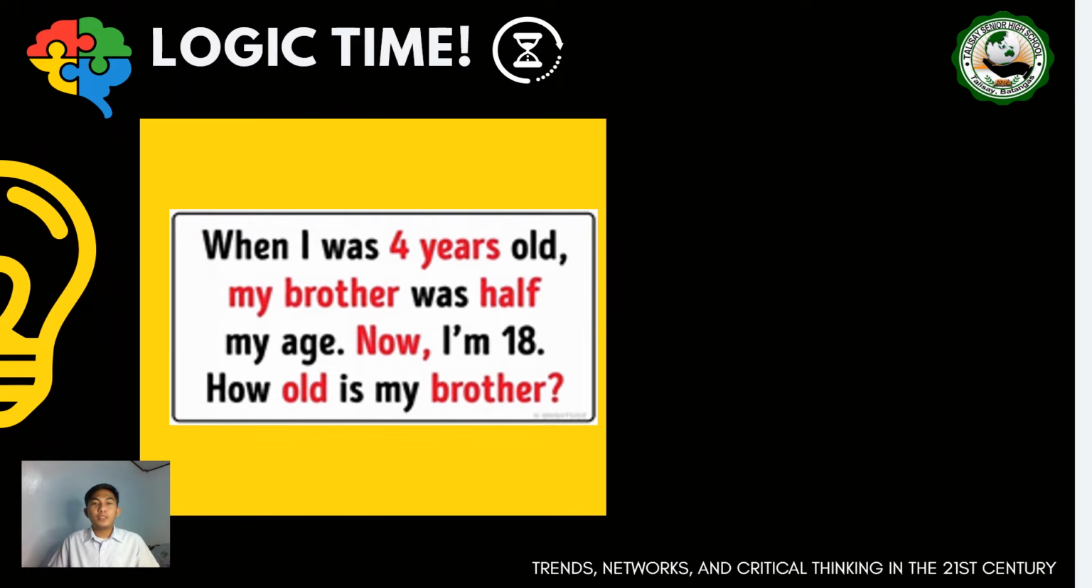Now, before we proceed to the lesson proper, let us have this first activity, called logic time. In this activity, you are going to answer 3 logical questions, and write your answers on the space provided on your answer sheet. First question: when I was 4 years old, my brother was half my age. Now I'm 18. How old is my brother?